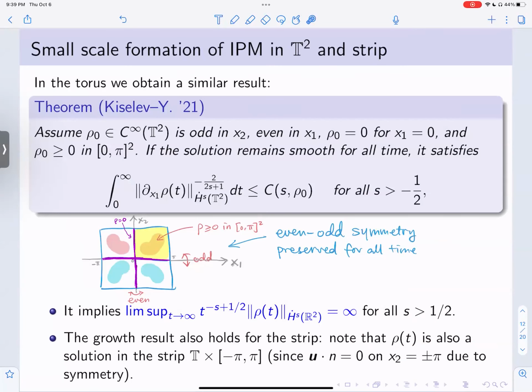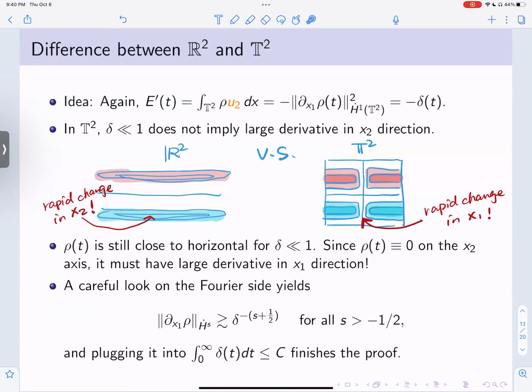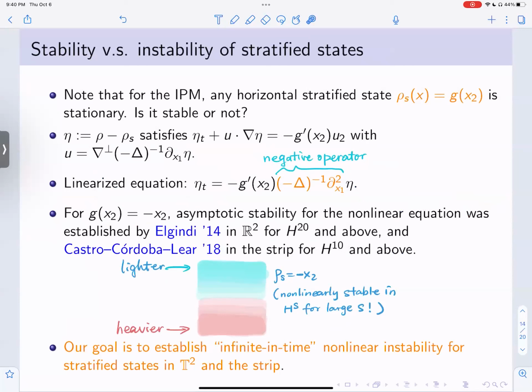So similarly, we also have some growth results in the torus and also in the strip, where it's based on a similar idea, except that the growth rate is slightly different due to our proof strategy. So let me skip this proof, because for the rest of the time, let me focus on another topic that I think is very interesting, which is the stability versus instability of stratified state.